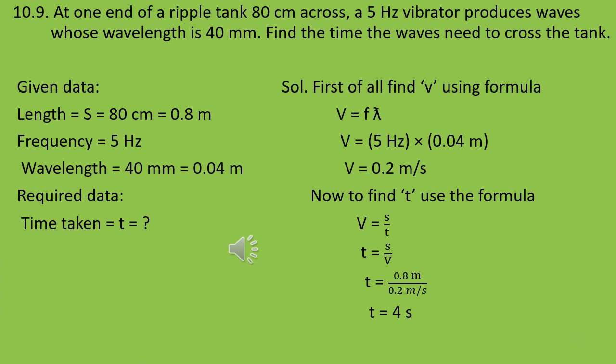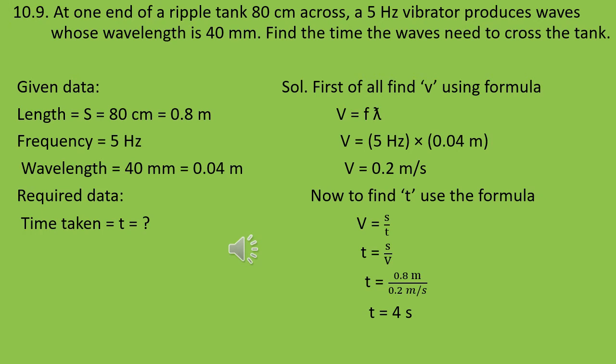Numerical problem 10.9. At one end of a ripple tank, 80 centimeters across, a 5 Hz vibrator produces waves whose wavelength is 40 mm. Find the time the waves need to cross the tank. Given data: length of the ripple tank is 80 centimeters, or 0.8 meter. Frequency of the vibrator is 5 Hz, and wavelength of the wave is 40 mm, or 0.04 meter. Required data: we have to find first the speed of the waves and then the time taken by the waves.